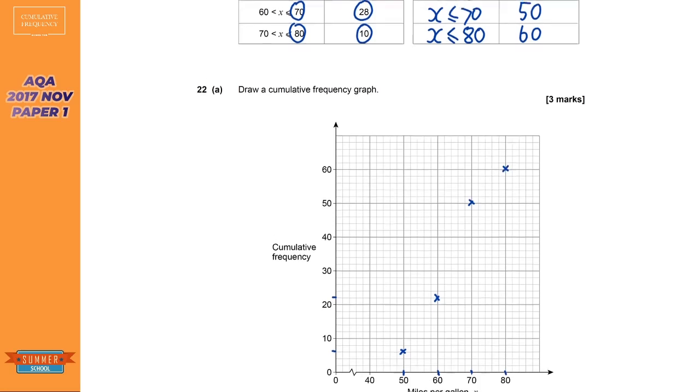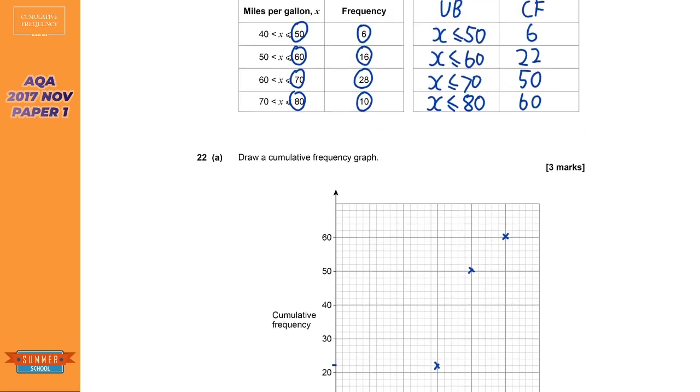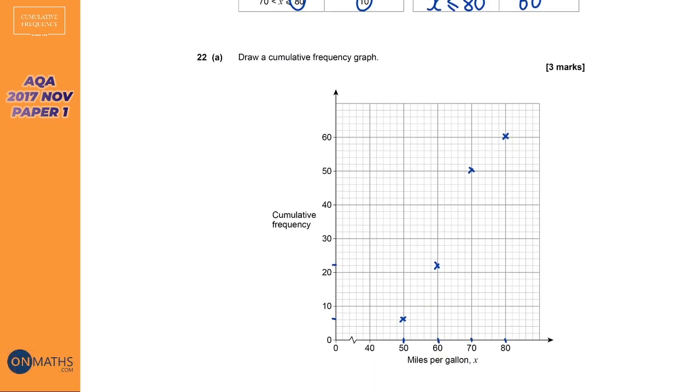Now, what's really common for people to do is plot the first one at 45, then 55, then 65, then 75. That's a frequency polygon, not a cumulative frequency graph. Frequency polygons are plotted at the midpoint and aren't cumulative, so you just plot the frequencies. But cumulative frequency graphs are plotted at the maximum of each group, and you add the frequencies as you go along. As I said, it can only go across or up. It can't ever go down.